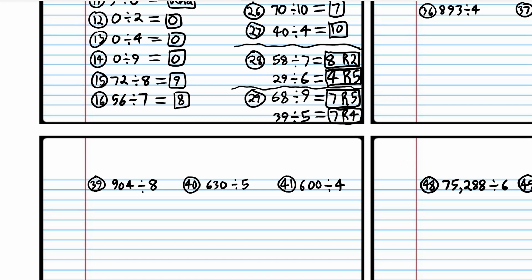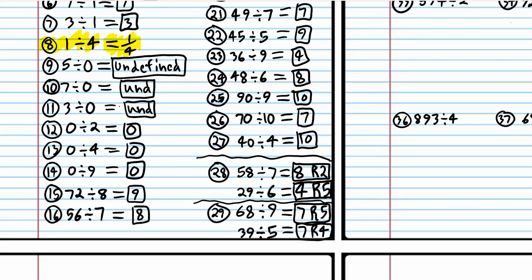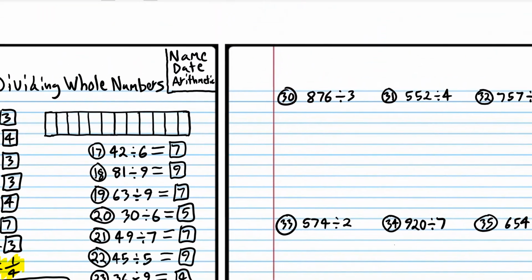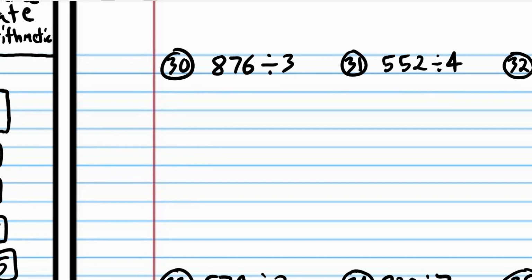So those are problems where you have a remainder. When we go on here, we're going to have some more problems with remainders, and you'll see what happens. All right, we're going to go on to number 30. 876 divided by 3.